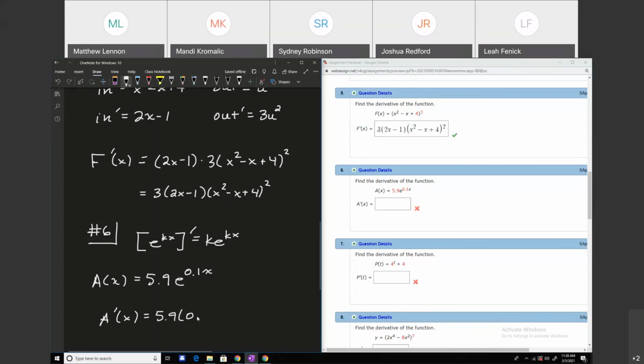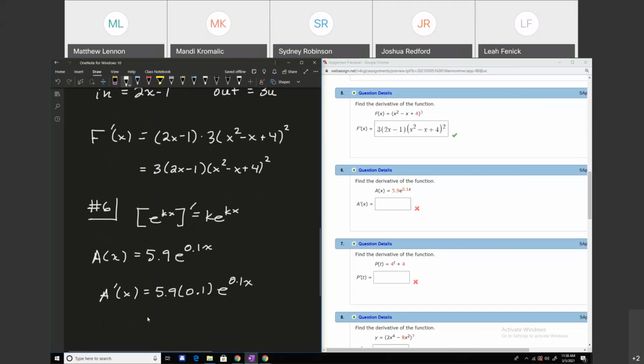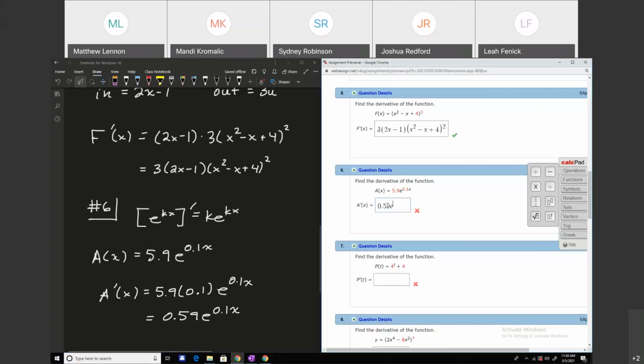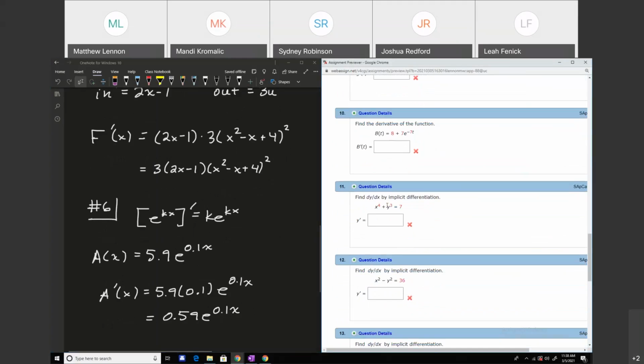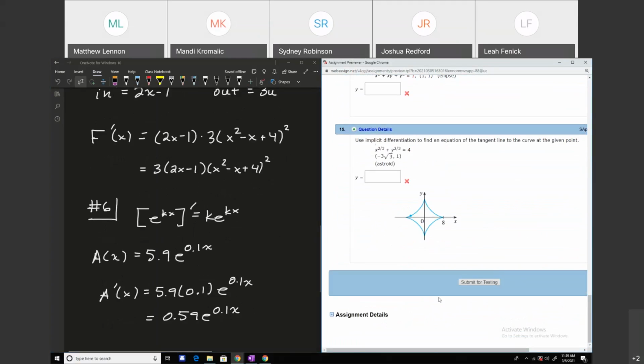And so yeah, we're using the derivative formula. Bring the k down, which is 0.1 here. So 5.9 times 0.1, and then times e to the 0.1x. And then I'll multiply 5.9 times 0.1. That's just going to be 0.59. Just makes the decimal one smaller. So we have 0.59 times e to the 0.1x. And that's it.